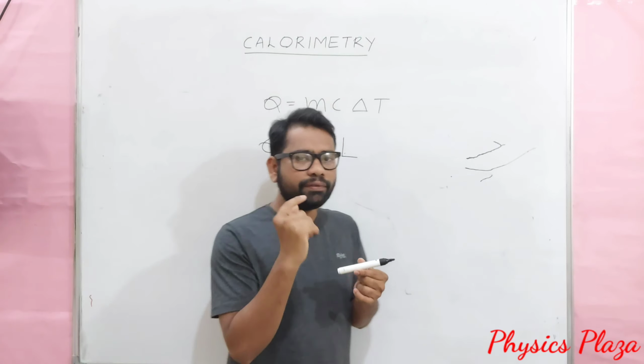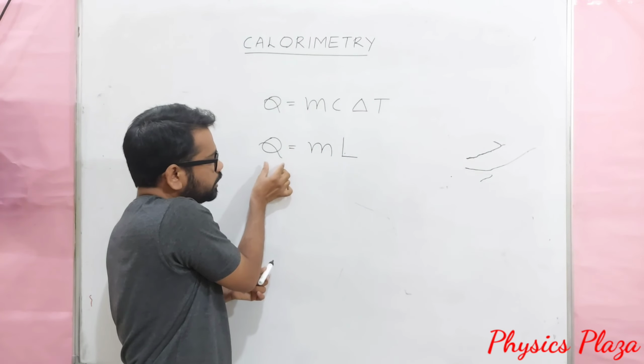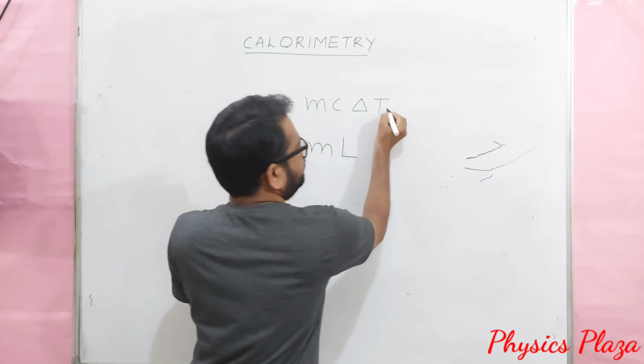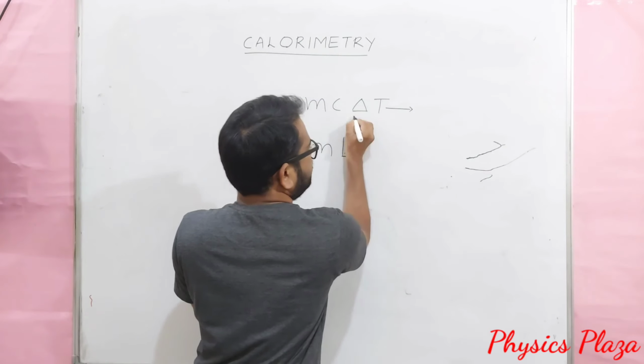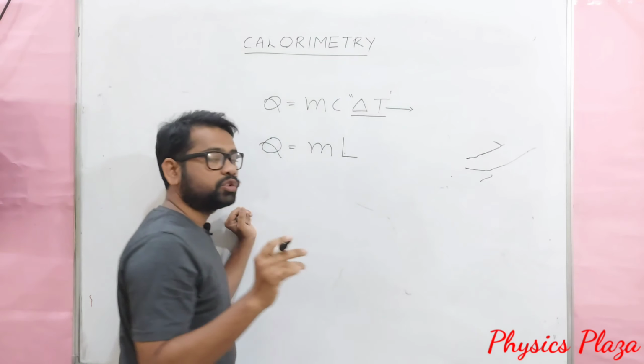But when should we use Q is equal to mc delta T, and when should we use Q is equal to ml? Children, please remember, Q is equal to mc delta T is used whenever there is a change in temperature without a change in state.